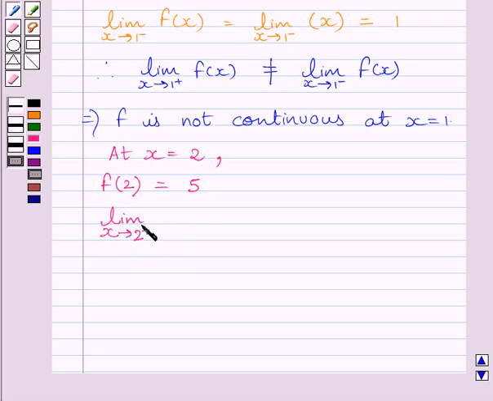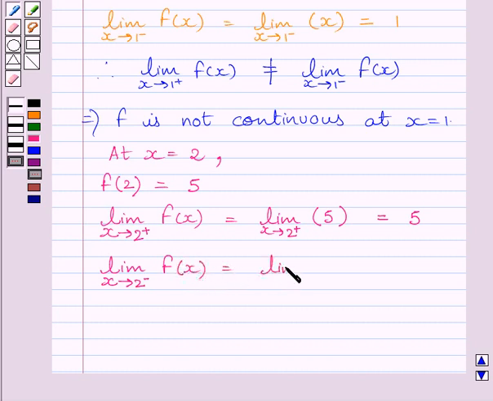Now the right hand side limit is given by the limit of x tending to 2 plus f(x), which is equal to the limit of x tending to 2 plus 5, which is equal to 5 only. Now similarly we can find the left hand side limit of the function at x = 2, that is the limit of x tending to 2 minus f(x) is equal to the limit of x tending to 2 minus 5, which is equal to 5 only. Clearly we can see the two limits coincide with each other and their value is equal to the value of the function.